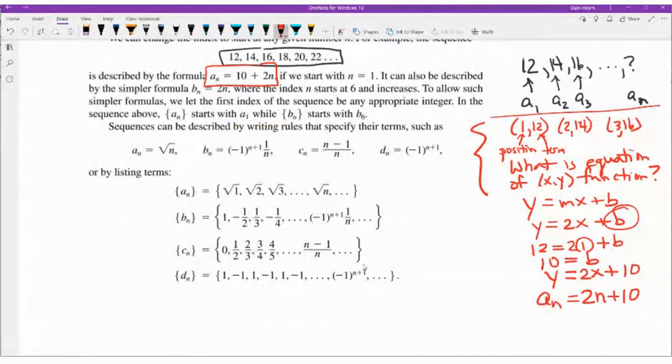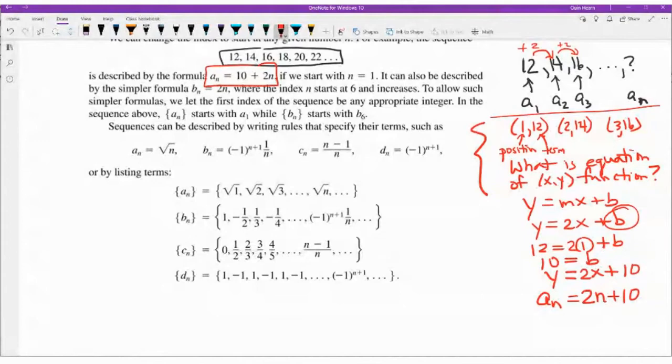So in the case of a linear relationship in a sequence, which you can tell this one is a linear relationship because we're going up by 2 each time, you could actually find that representation of that term of the sequence by just using your knowledge of how to write the equation of a line.